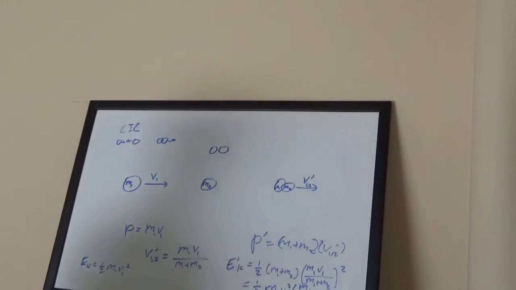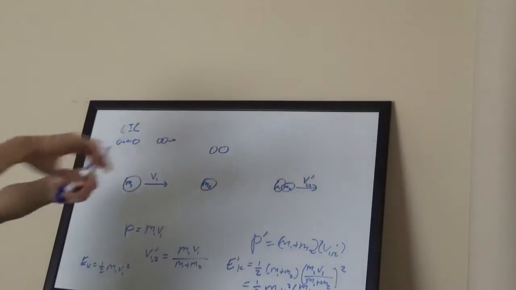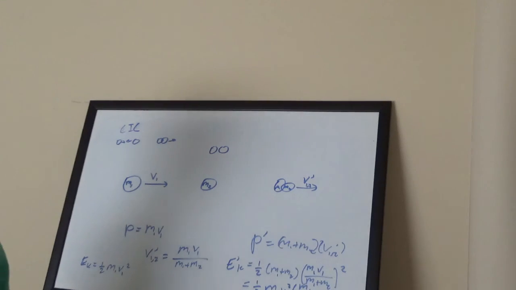Another example might be like, let's say we have a block and a bullet. We shoot the block, and the bullet gets lodged in the block, and they move together. Well, the only reason it gets lodged in the block is because friction stops it from passing through the block. Friction, right?